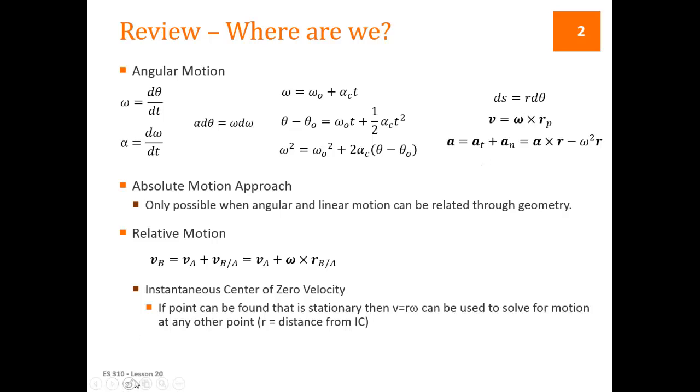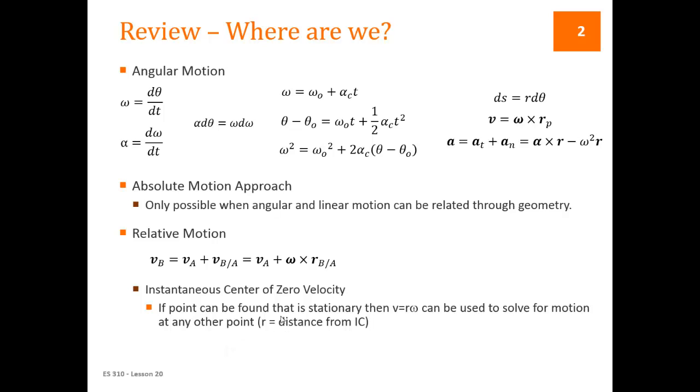We looked at the absolute motion approach, which will only work if we have a fixed point and we can relate our angular and linear motion through the geometry of the system. And then we looked at relative motion, which is a more general approach, which relates the motion of point B to the motion of point A plus the relative motion between the 2 points. Today, this is the equation we're going to start with when we start talking about acceleration.